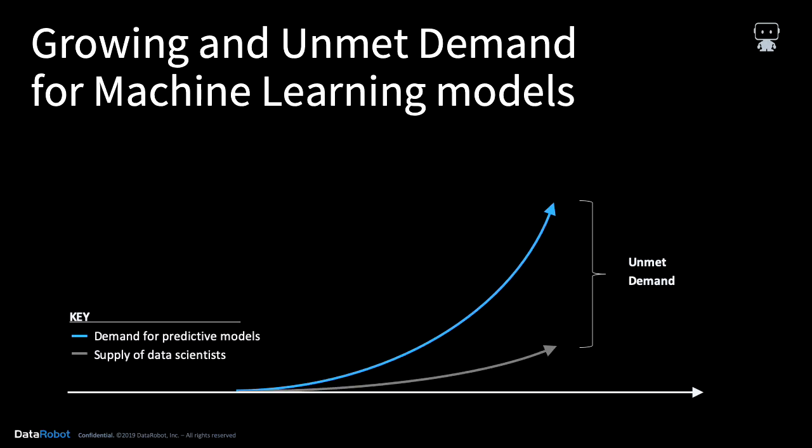Everybody's probably seen this slide a number of times, for those of you who've been sitting through these throughout the day, which is that the number of projects that require machine learning and AI is far outstripping the supply of data scientists.